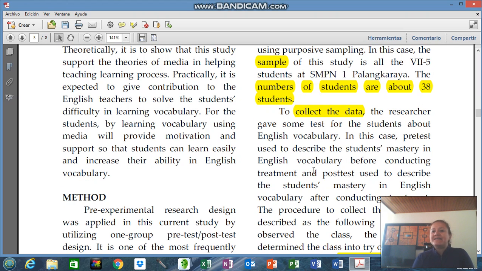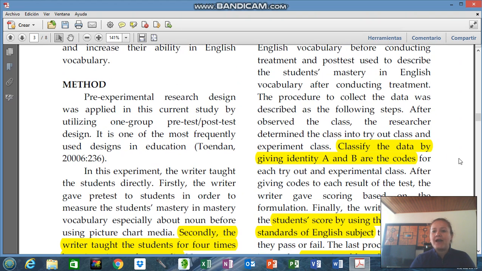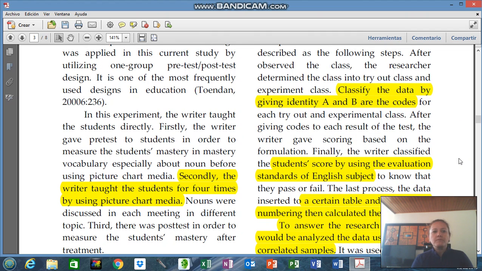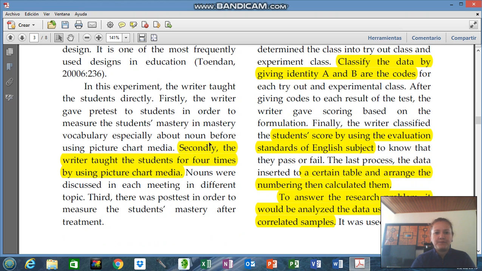They are collecting data. That is really important in statistics. When you collect data, you can have percentages. You can find numbers that are the results. Another point, they classify the data by giving identity, A and B, which are the codes for each entry on the experimental class.